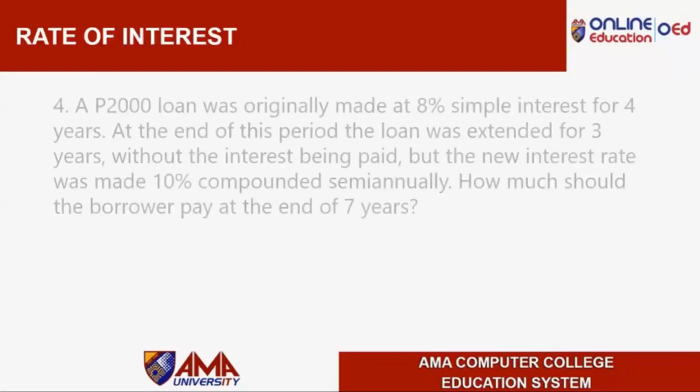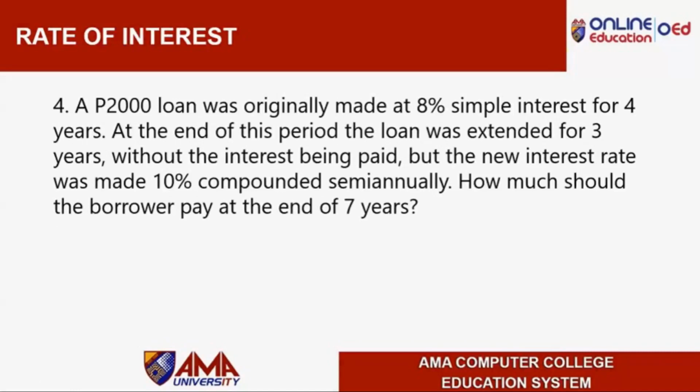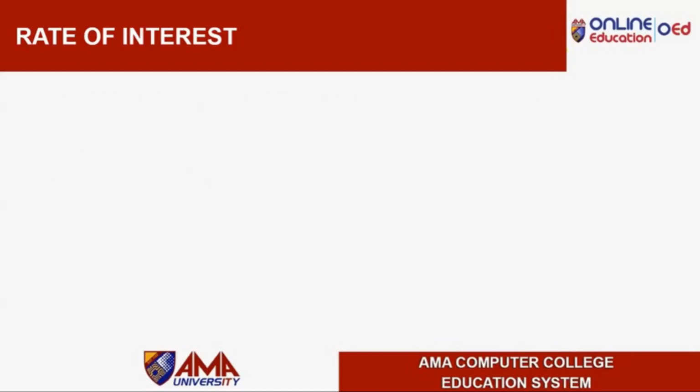So let's move on to another example. A 2,000 loan was originally made at 8% simple interest for 4 years. At the end of this period, the loan was extended for 3 years. So after 4 years, then we extend to 3 years, so it's already 7 years, without the interest being paid, but the new interest rate was made 10% compounded semi-annually. How much should the borrower pay at the end of 7 years?